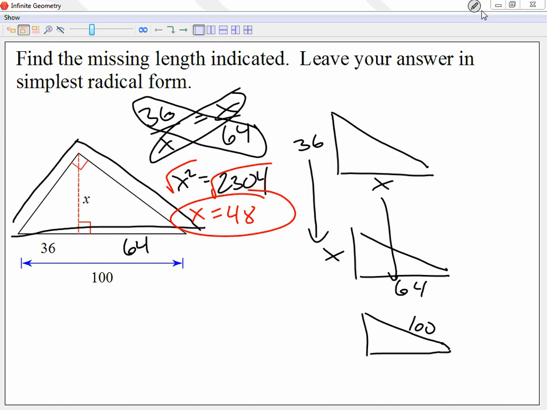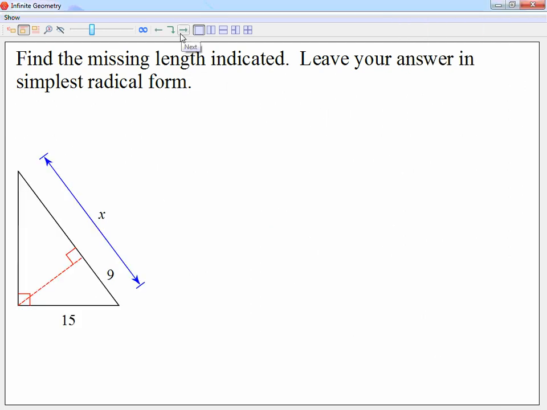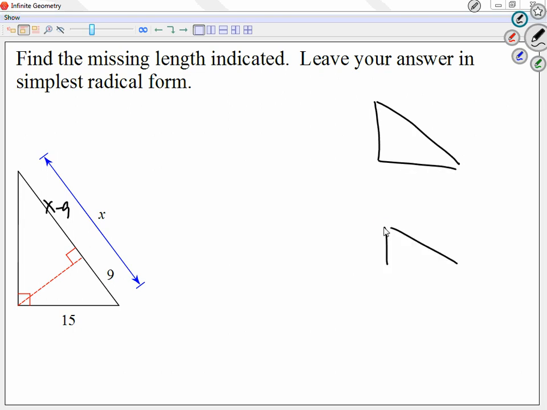But let me do another example. All you really need is two triangles where you know two sides. In this other triangle here, I'm going to call this side x minus 9. I might need it, I might not, I don't know. Because remember, the whole thing was x, and I'm taking away 9, so x minus 9. Once again, you only need two triangles where you can see two sides.